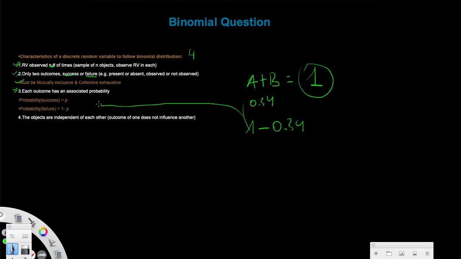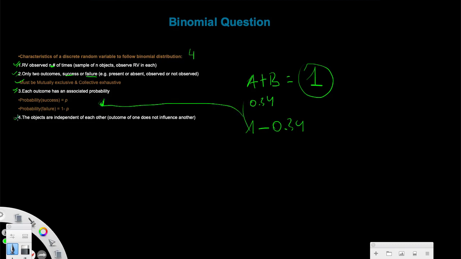Collectively exhaustive means that if you add the probability of outcome A plus the probability of outcome B, it should give you 1. If you remember, 1 is the maximum you can get out of a probability. The third condition is that each outcome has an associated probability. Like I said, that outcome could have maybe a probability of 0.34, and the probability of failure for that outcome should follow the complementary rule, so just 1 minus 0.34. So this is for the scenario here.